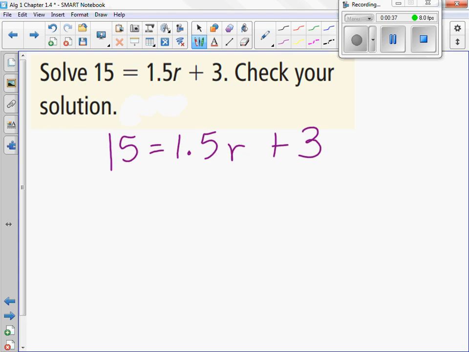Now, there are two things with r. What are they? Well, one of them is 1.5, and the other is 3, yes? What is going to be easier to move first? 1.5 or 3? 3.